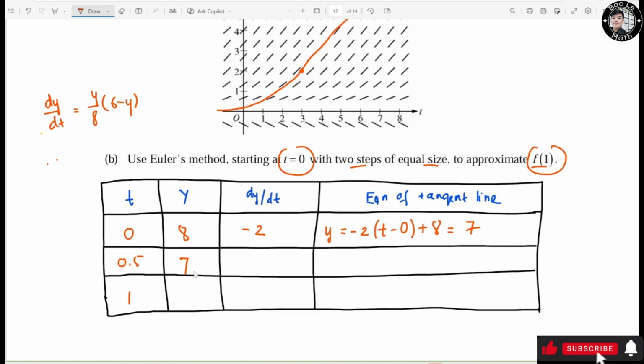So dy/dt is going to be 7/8 times (6 - 7), which is -7/8. So we have y = -7/8 times (t - 0.5) + 7. Substituting 1 for t, we have -7/8 times 0.5 + 7, which could be 105/16. This one is the final answer.